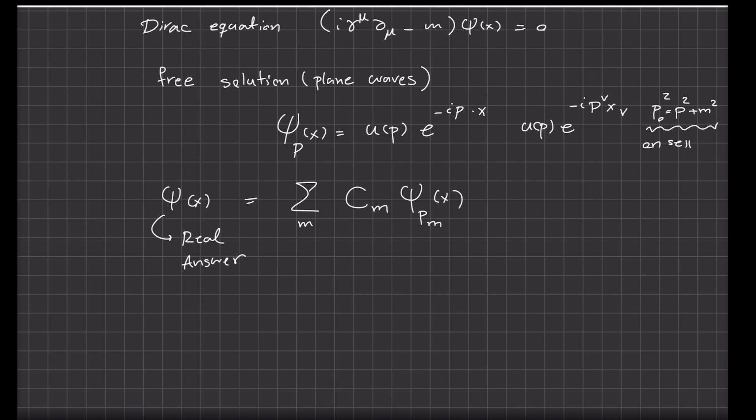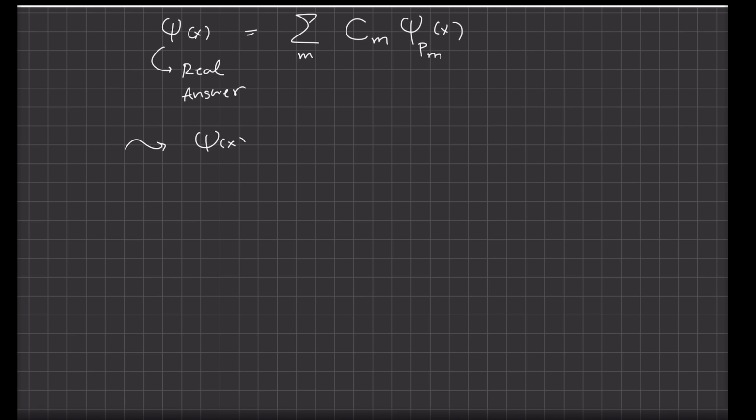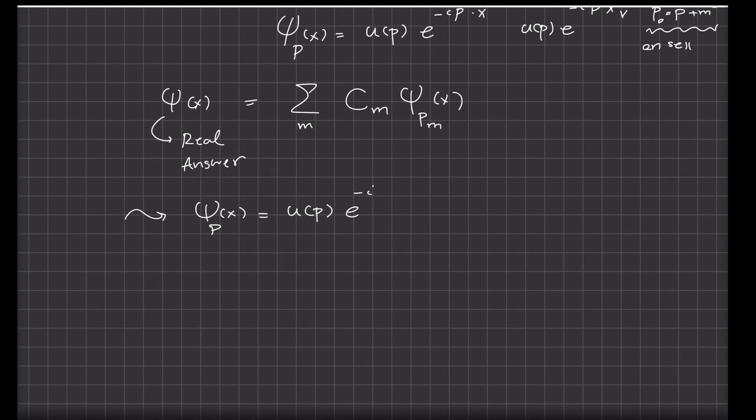The total answer is a linear summation of individual answers, and we are going to find those individual answers, psi of p, which consists of u of p times the exponential evolution factor. Here p dot x is p0 x0 minus the vector p inner product with the vector x. So the question is how to find u of p. If we find u of p, we can find the answer. That's a kind of factorization method.